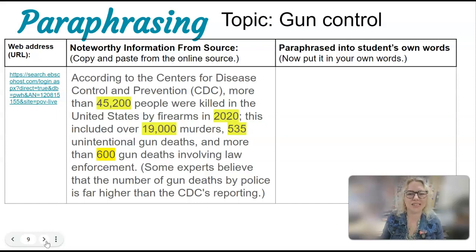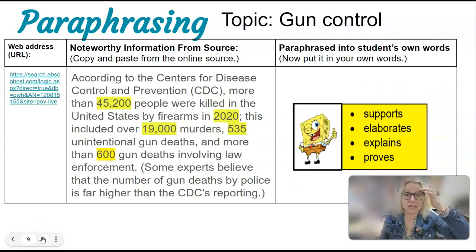And I want to make sure I still have those in my paraphrased version on the right. All right? Because this note is a good noteworthy piece of evidence in that it supports, elaborates, explains, and proves, and all that good stuff we talked about in the last video. We want to make sure we continue with that in the paraphrased version. And then this paraphrased version is going to eventually get moved into the actual podcast.